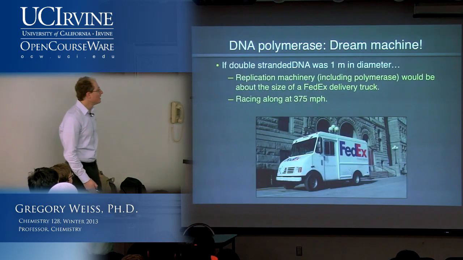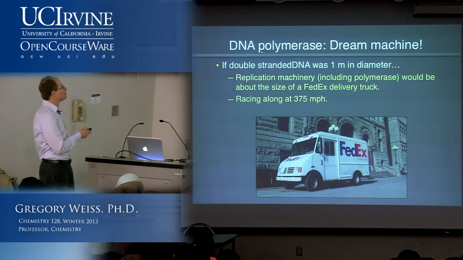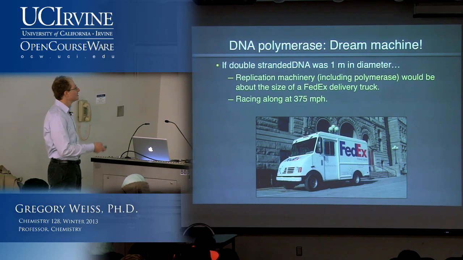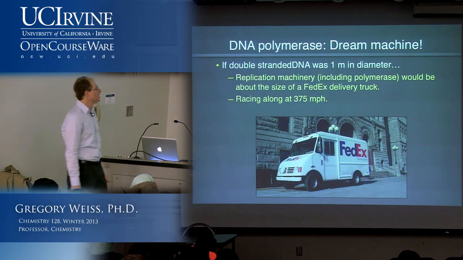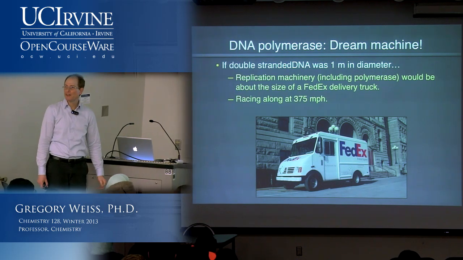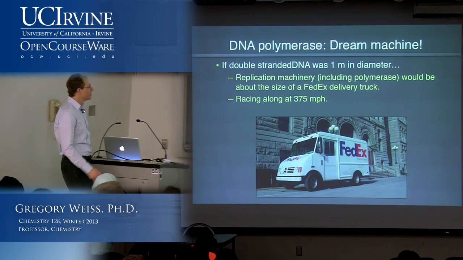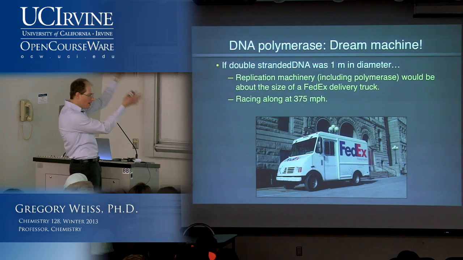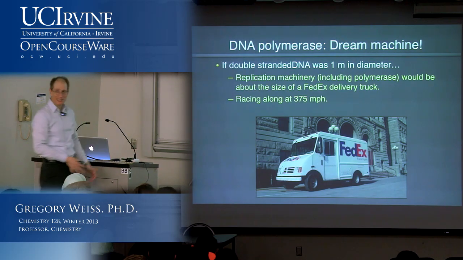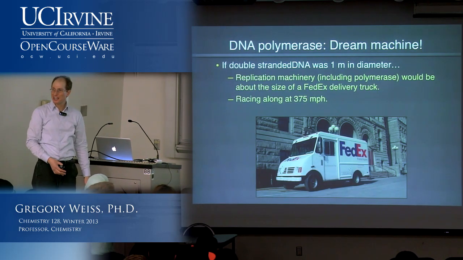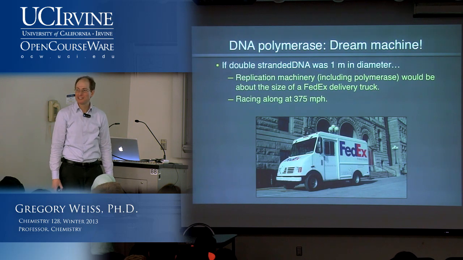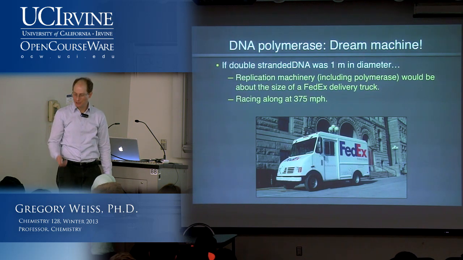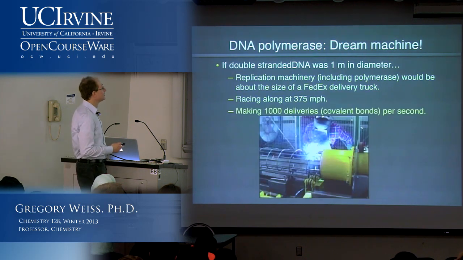If that was true, DNA polymerase would be about the size of a FedEx delivery truck, including the polymerase. There's some other replication machinery that I'm leaving off for now that's involved as well, but it'd be roughly the size of a FedEx delivery truck pulling up right here. But here's the thing. This delivery truck would be racing along at about 375 miles per hour. And that's how fast DNA polymerase is going in scale to the DNA.